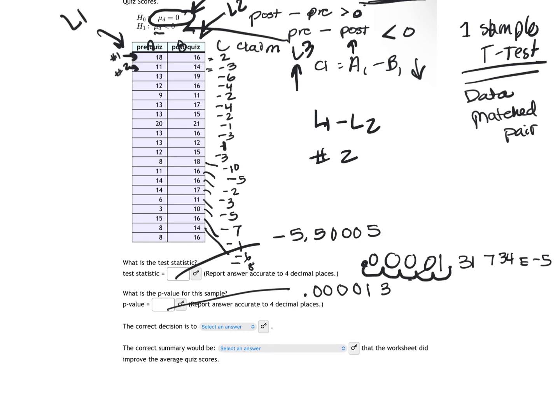Okay? The correct decision is to reject, obviously, with such a small p-value. The summary would be to say that the evidence suggests that the worksheet did improve scores. Right? So it did, yes. The worksheet did improve scores. So that is how to do this problem.